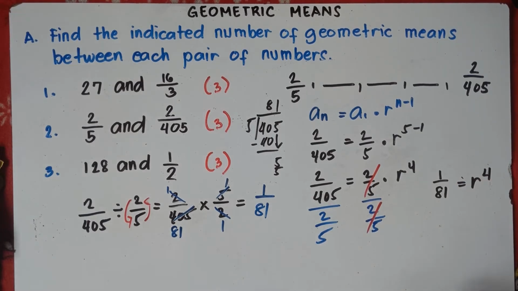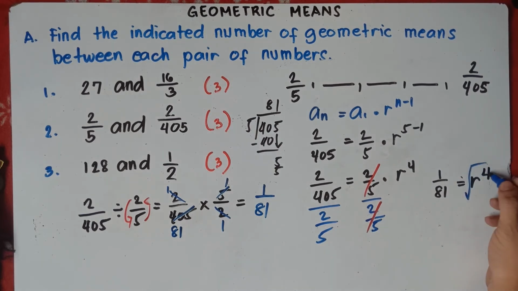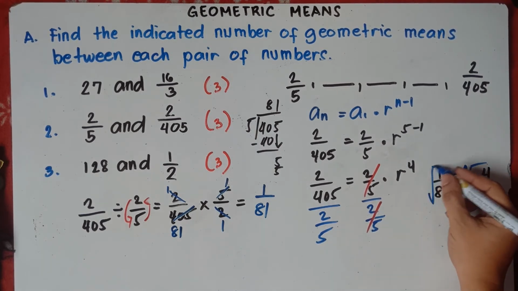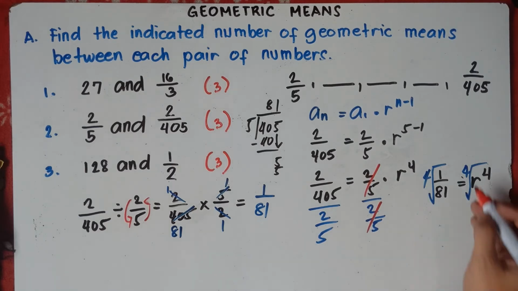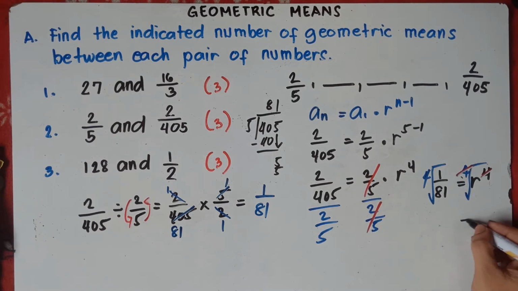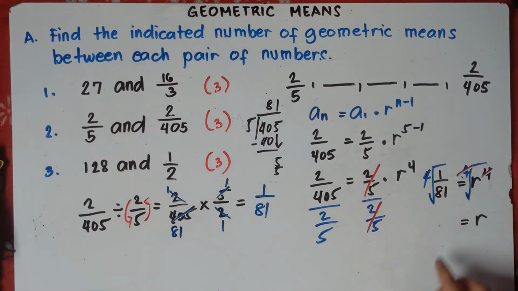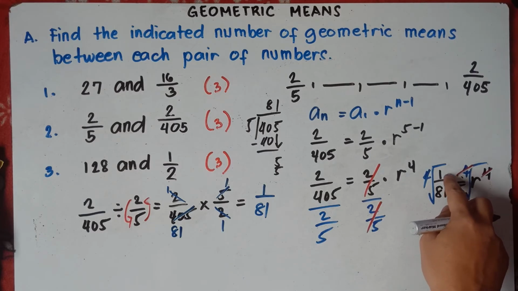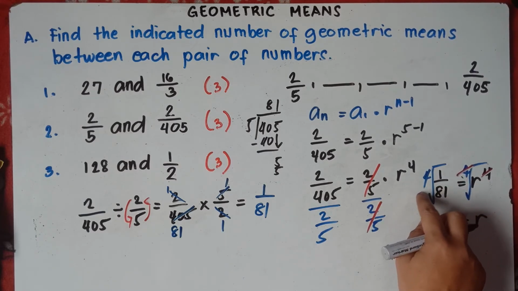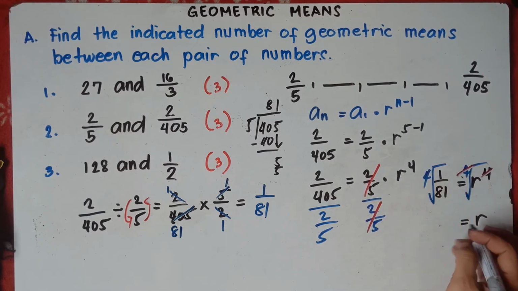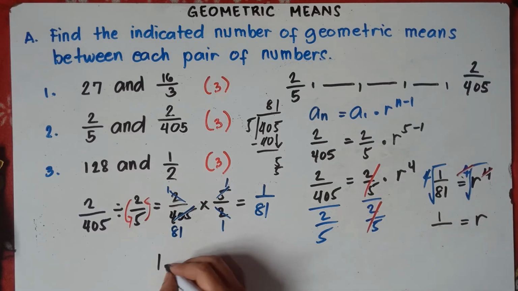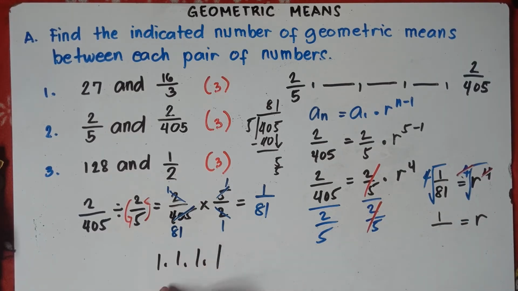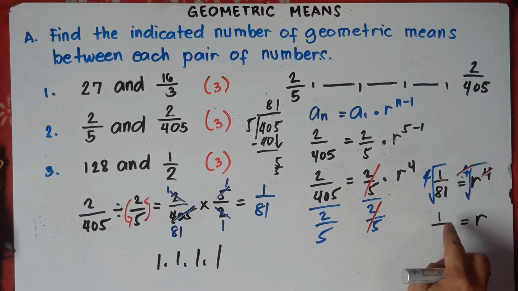Alright, so to get the value of r, you extract the 4th root of both sides so that you can cancel this 4. So this will be equal to r. Then the 4th root of 1, you think of a number that when you multiply it by itself 4 times, you get 1. Of course, that's 1, right? Because 1 times 1 times 1 times 1 is still 1. So the 4th root of 1 is 1.